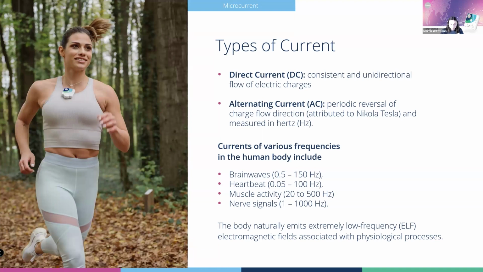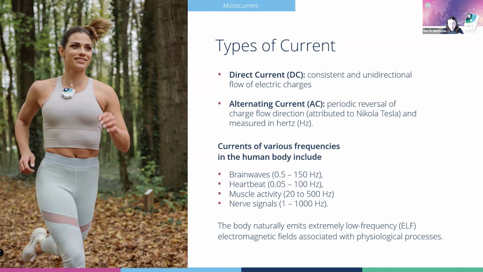And of course, we have different currents already, as we said, and different frequencies already in our body. And that's brain waves, for example: 0.5 hertz to 150 hertz. Heartbeat, 0.05 hertz to 100 hertz. Muscle activity, 20 to 500 hertz. And nerve signals, 1 to 1000 hertz. And that's also, for example, Wittmann. Most of the programs are in this range of 0 to 1000 hertz, because that's what our body actually knows and produces itself.